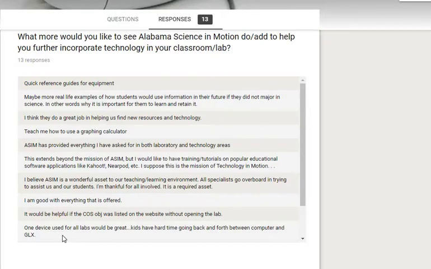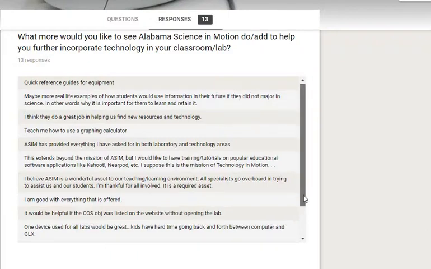Another teacher mentioned having one device for all labs because kids have a hard time going back and forth between computer and the GLX. One thing I see there is that the GLX is a small, portable, handheld device. And it's cheaper than a computer, so it's easier on some labs just to use the GLX. But if you want to do the very in-depth data analysis, using the graphical software, we have to use computers with those.